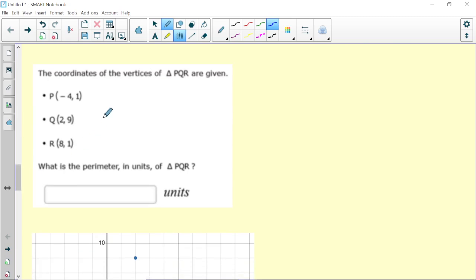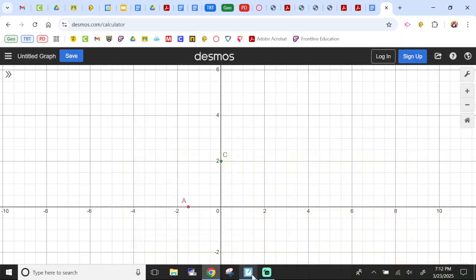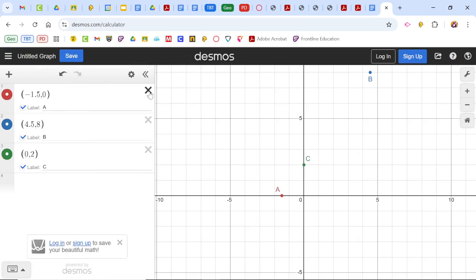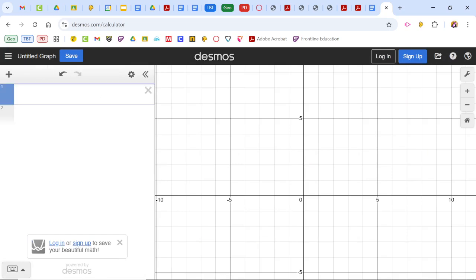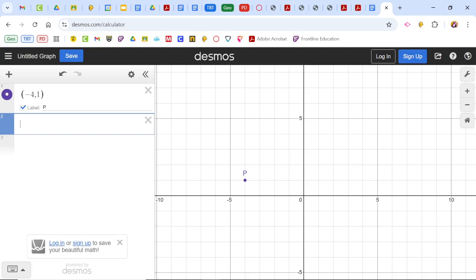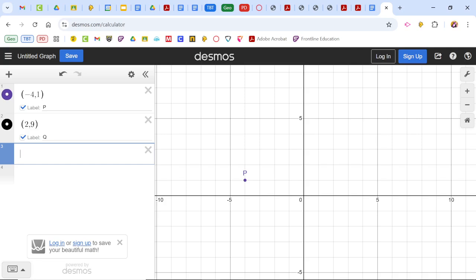So next one, we've got the coordinates of the triangle are given. Again, we're finding perimeter. So again, we can use Desmos. We can plug these guys into Desmos. I'm going to show you that real quick. Clear these out from our last problem we did with Desmos. So we can plug in -4, 1. We will label that guy and call it P. Q is at 2, 9, so 2, 9, and you can call it Q. And R is at 8, 1. 8, 1. If you want, you can call it R.